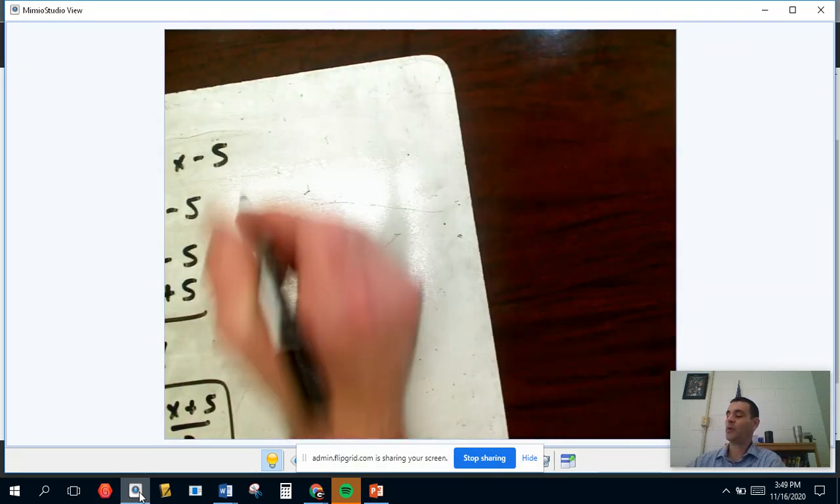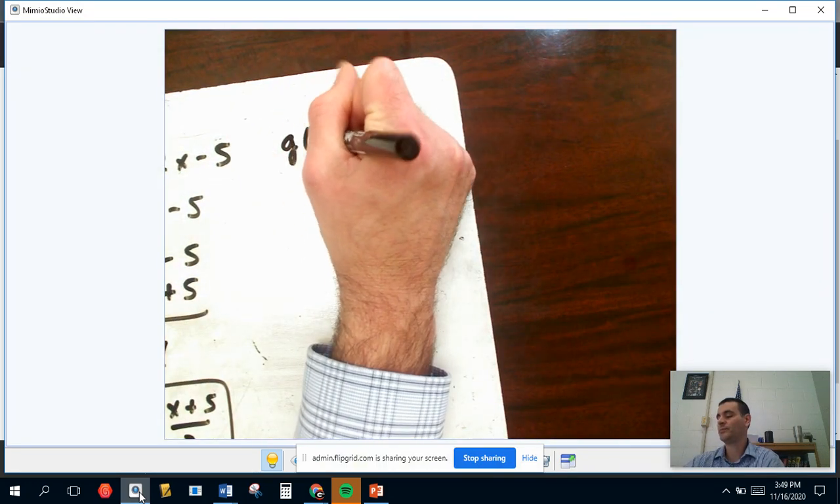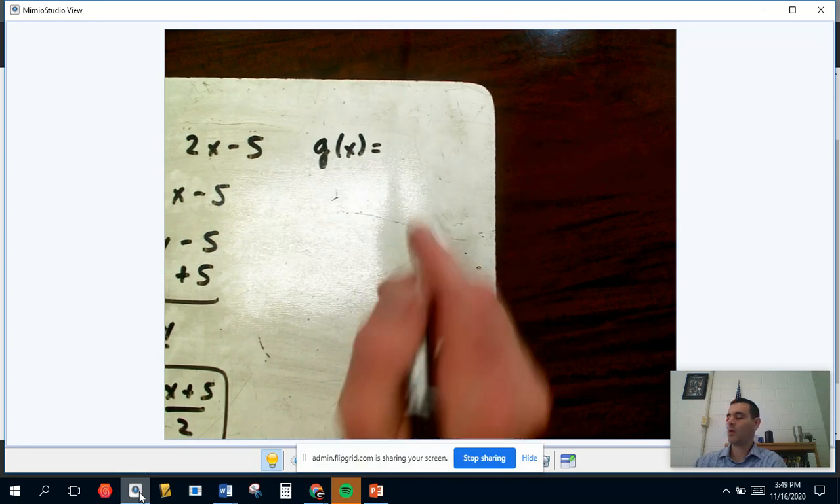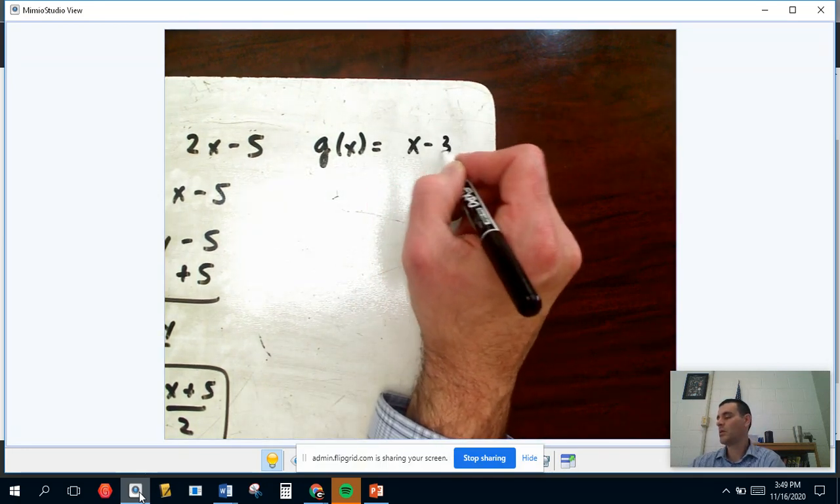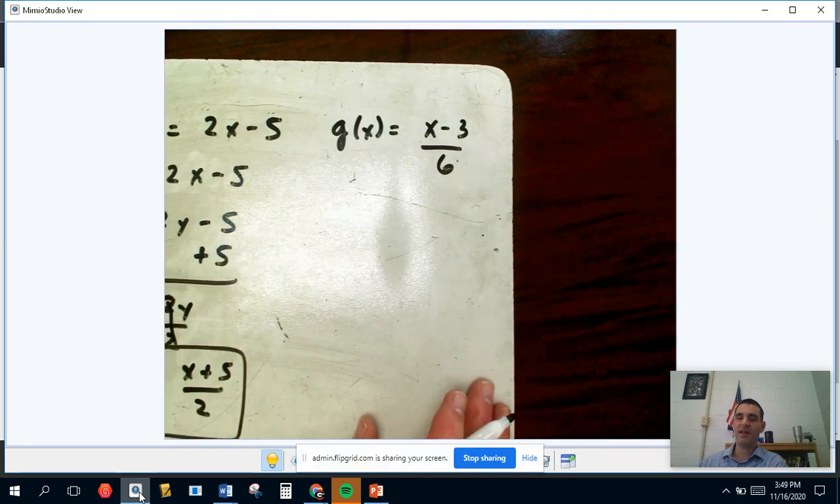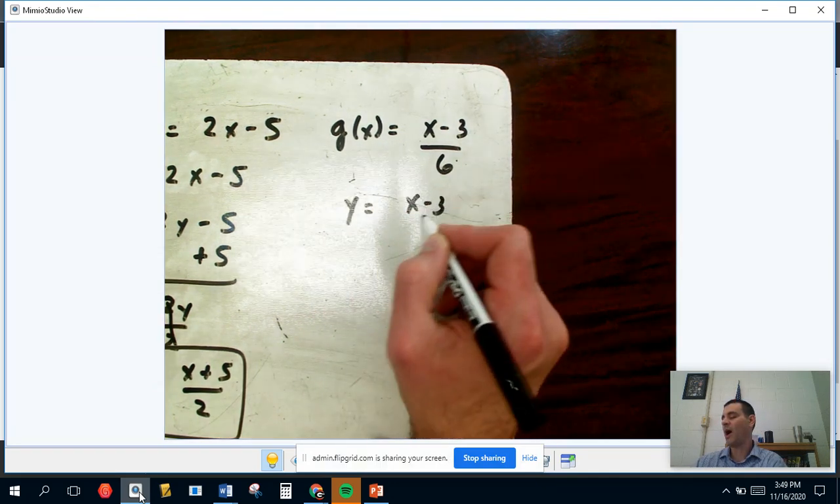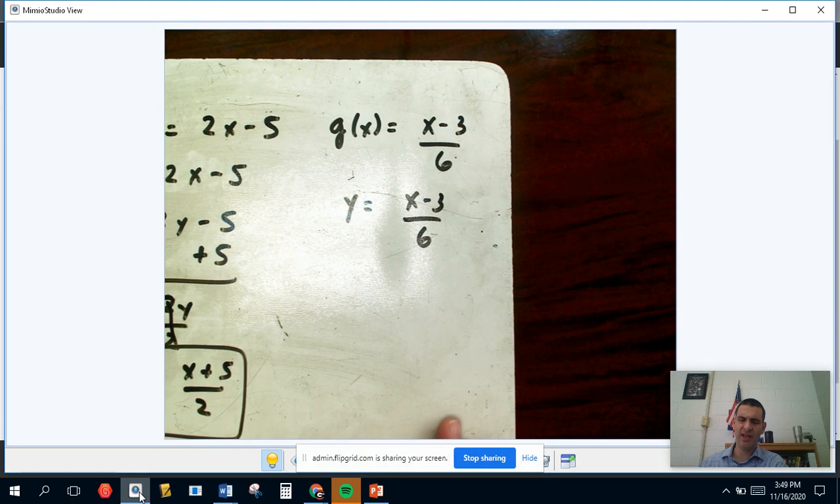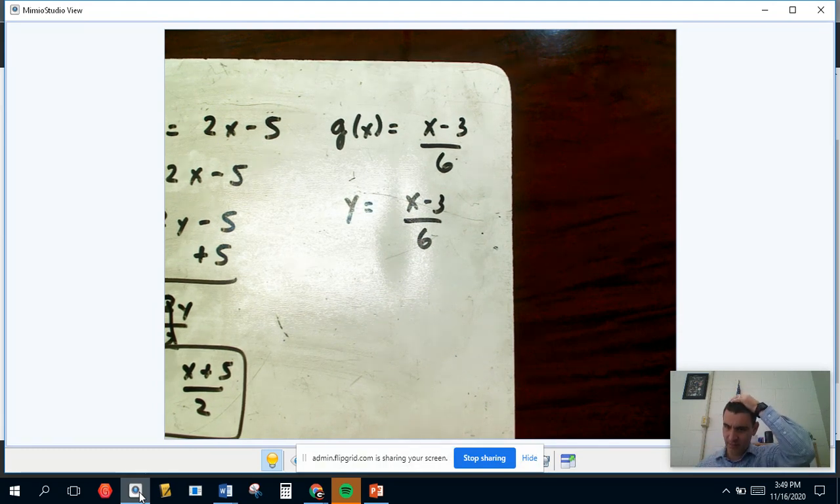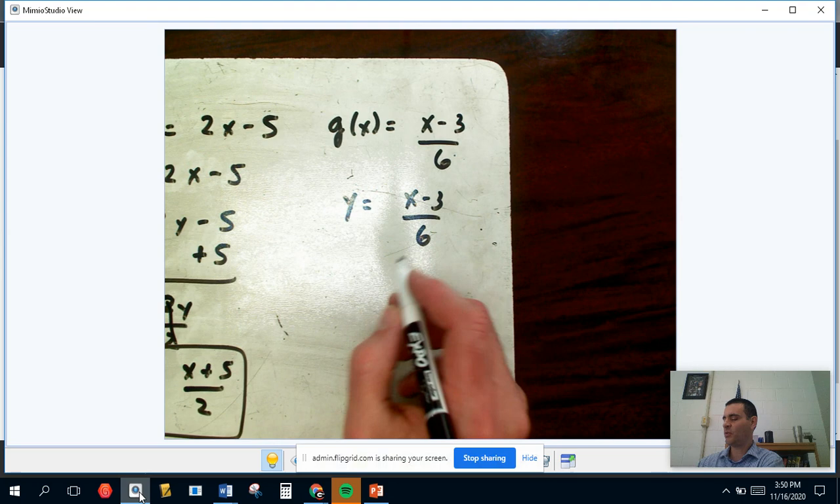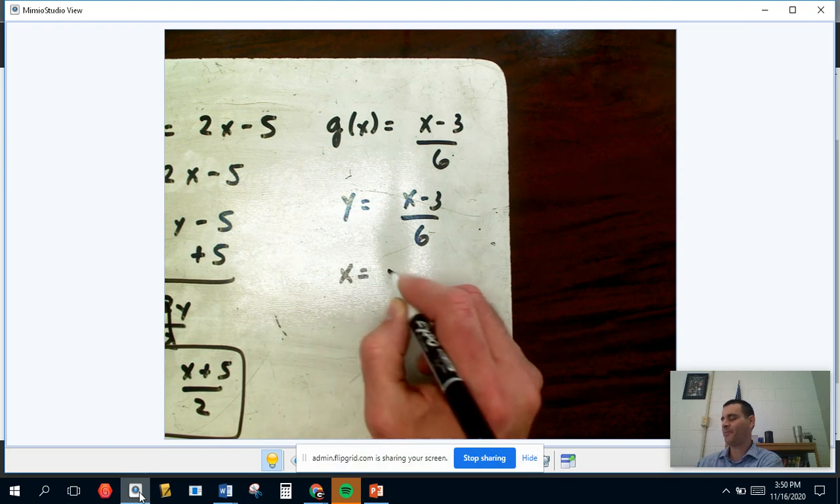Another example, call this one g of x. So we have something like this. Again, change g of x to y. By the way, the function's name is g. That's no different than it being an f. So y equals x minus 3 over 6. We'll then switch the positions of x and y.